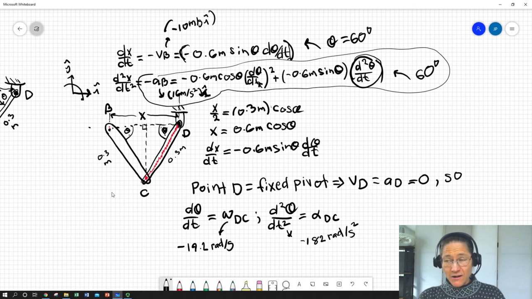Now, to be fair, I could use my VC equals VB plus omega BC cross R B to C, and then likewise for CD, put the two together, solve for multiple equations and multiple unknowns, and get my angular velocities of both rods that way. So I can step my way through those basic equations relating the motion of 2 points and do the same with acceleration. It's a lot of math. You get up into that 4 equations and 4 unknowns.